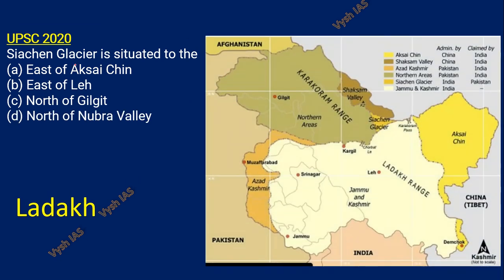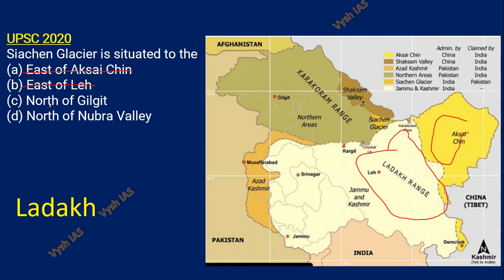So if you see, let's see one by one. East of Aksai Chin, this is Aksai Chin, okay, which is now with China after the 1962 war. So east means it is right side of this, which is China and Tibet. So that option is gone. Now they're telling east of Leh, and this entire region is the Leh Ladakh region. Okay, so east of Leh is again pointing towards China.